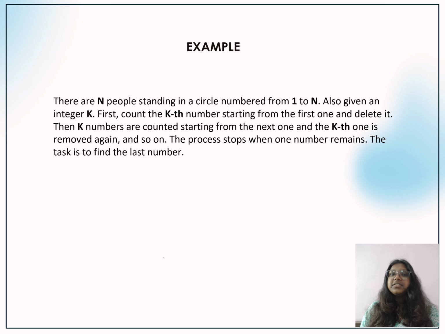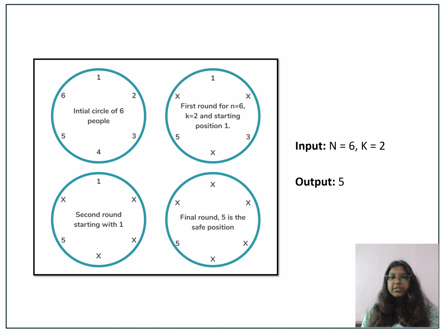Now, let's try an example to really see how the problem works. Let's imagine six people standing in a circle, numbered 1 through 6. Now, the rule is we are going to remove every second person. We start counting from person number 1. So count 1, that's person 1, and count 2 is person 2. Since person 2 is the second count, they get removed from the circle.